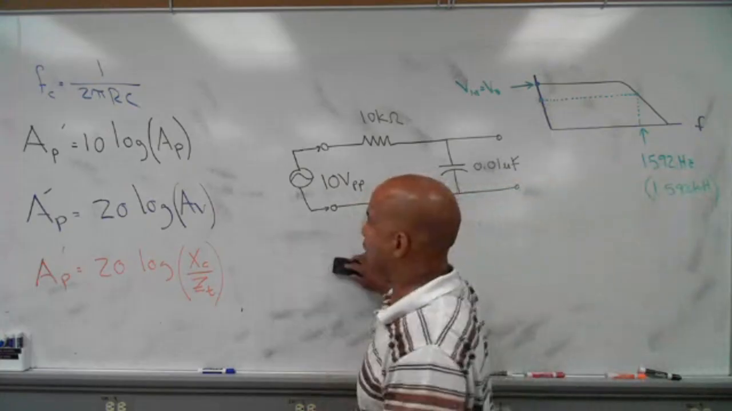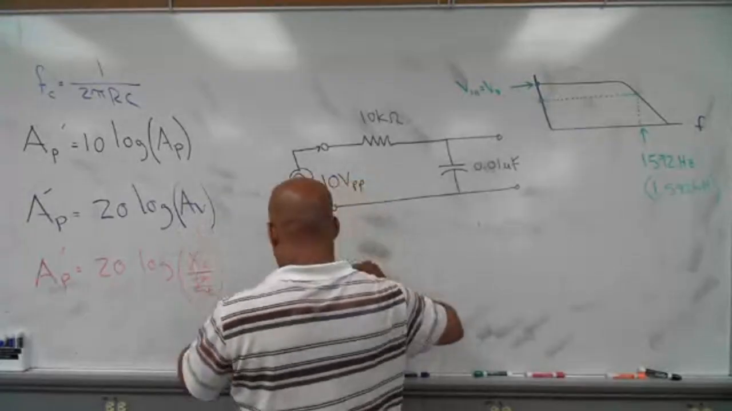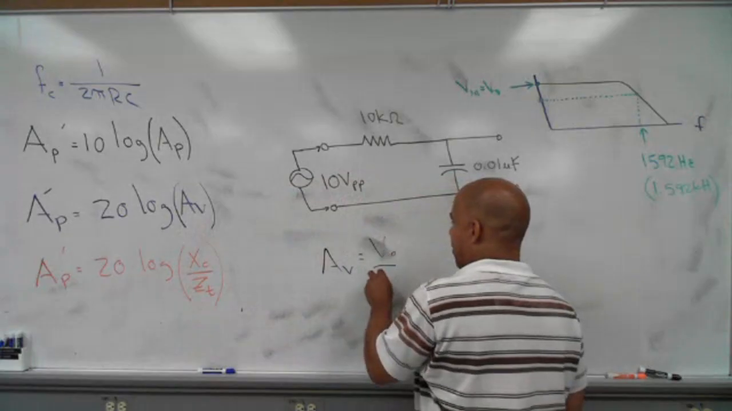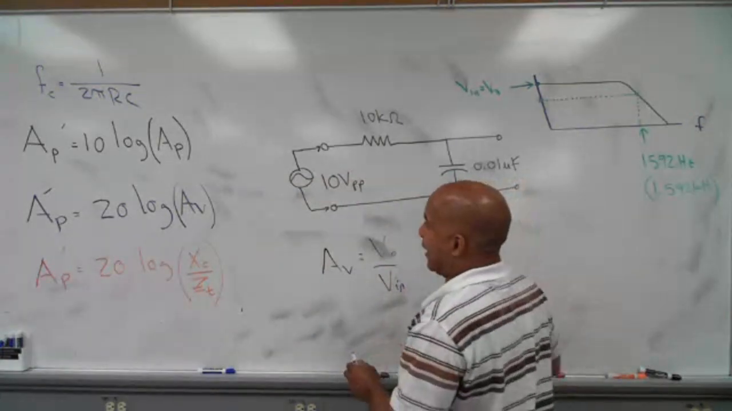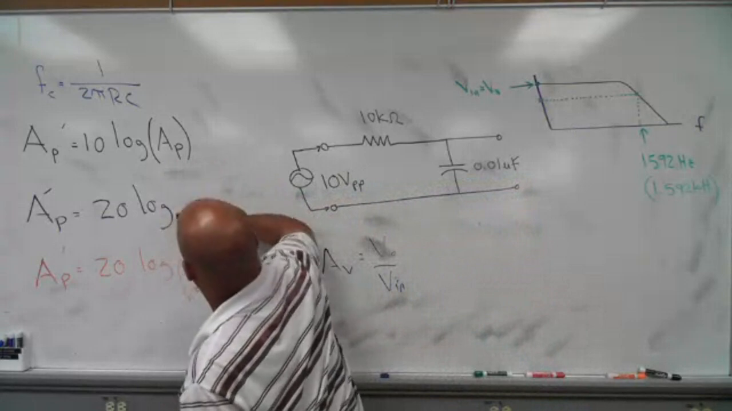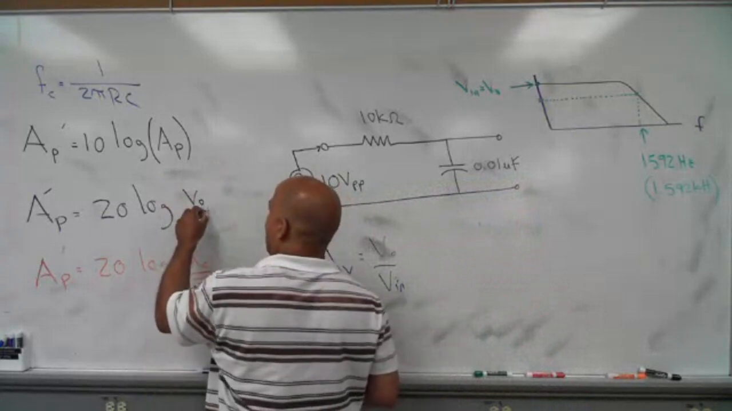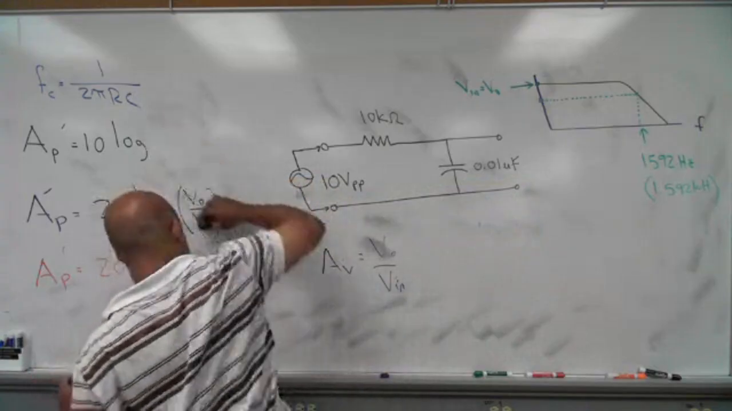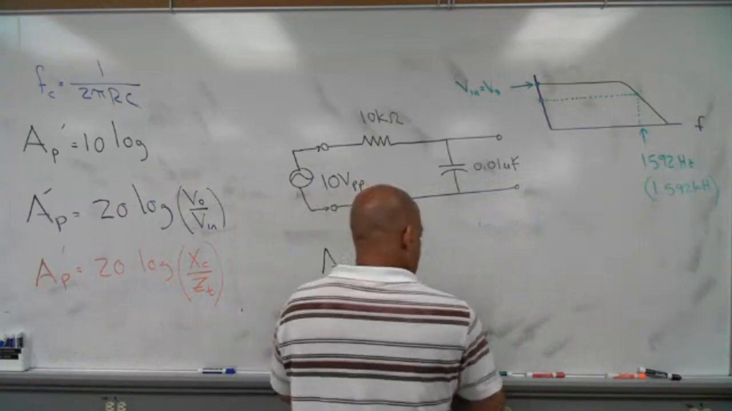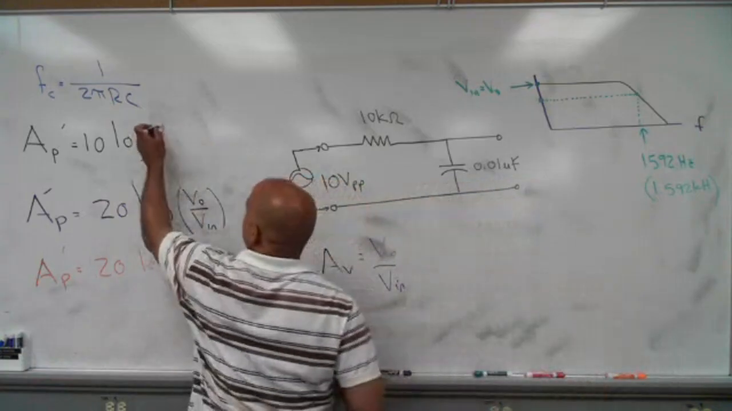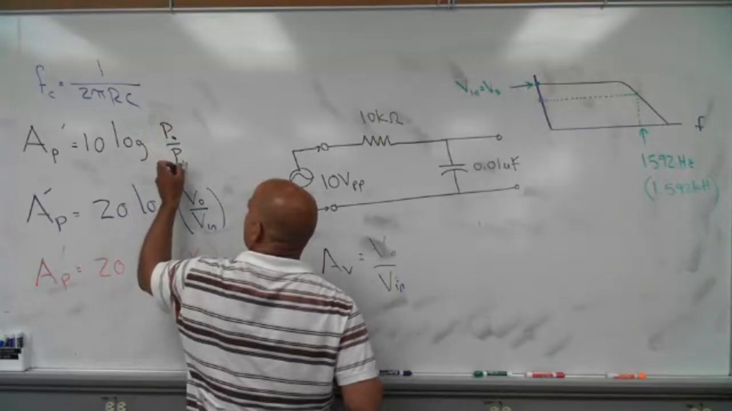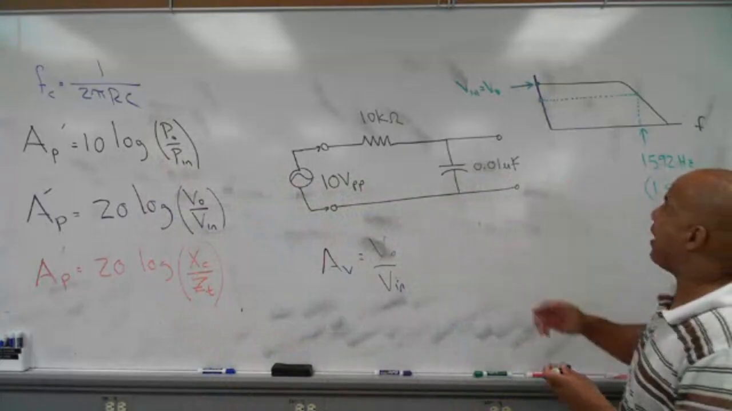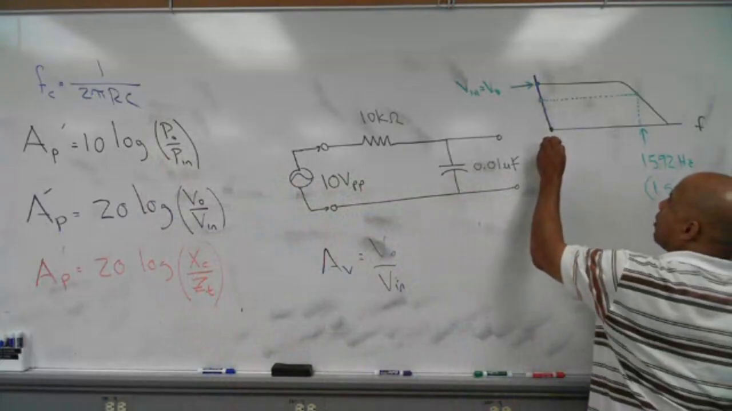Now, this might help if I do this. Remember this right here? That right there, AB, is V out over V in. So if you think about it like that, that might be better to write these. This is really V out over V in. And this one is P out over P in. So what Jacob is saying is, if I look at my graph, I realize that at 0 hertz, that's right there.